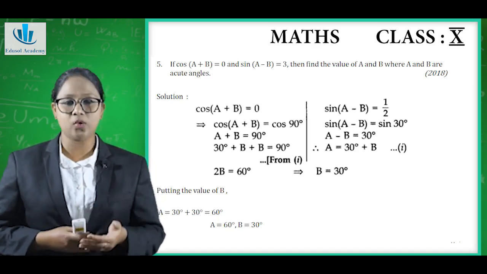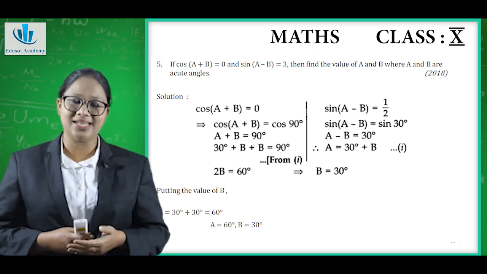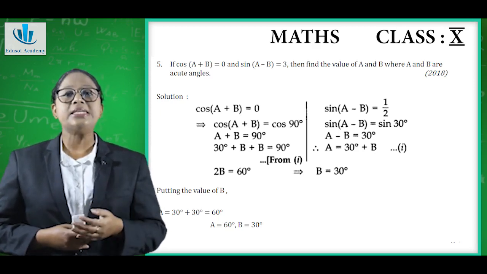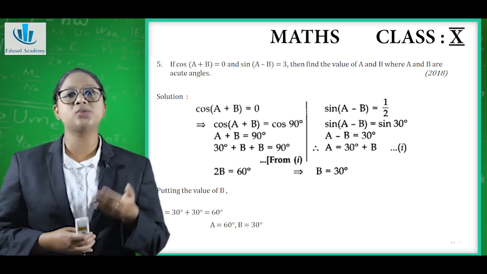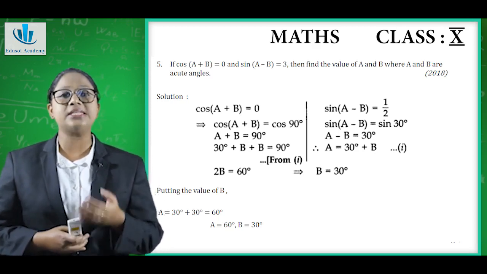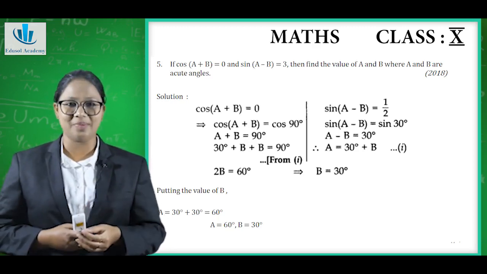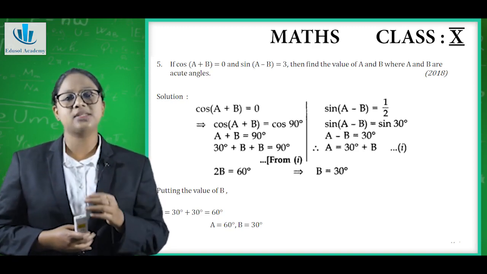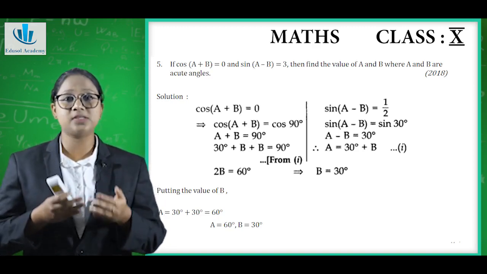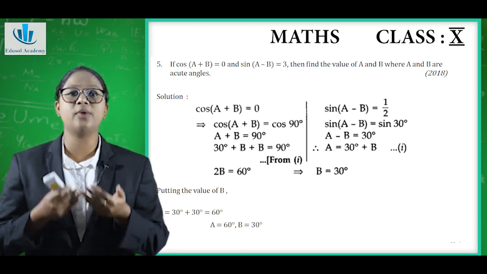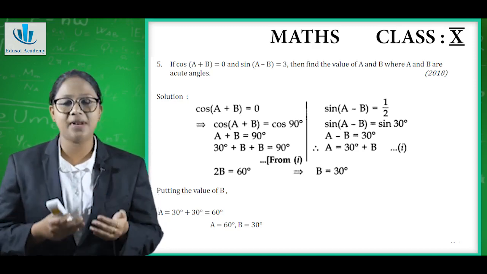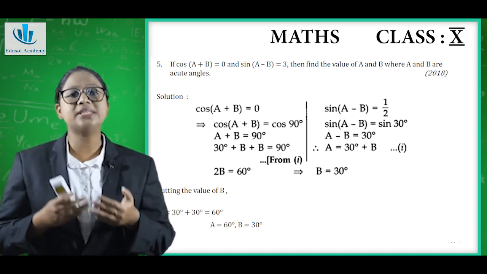So we can simply equate A plus B is equal to 90. Similarly, sine of which angle is 1 by 2? We will get sine 30 is equal to 1 by 2. Therefore, A minus B is equal to 30. So A plus B is 90, A minus B is equal to 30.